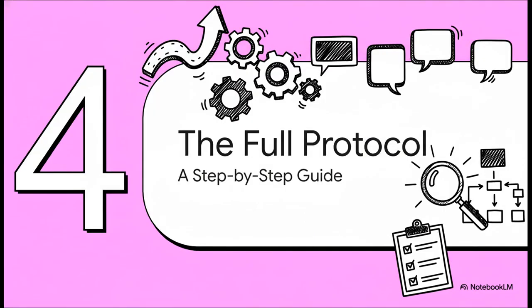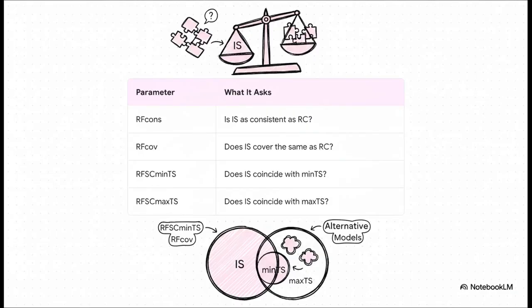All right, we've got the concepts down. Now let's get practical. How do you actually turn all this into an actionable workflow for your own research project? So the protocol gives us 4 key numbers to look at, called robustness fit parameters. They're all on a simple 0 to 1 scale, where 1 means perfect robustness. RF cons and RF cov are pretty straightforward. They compare your robust core to your original solution.